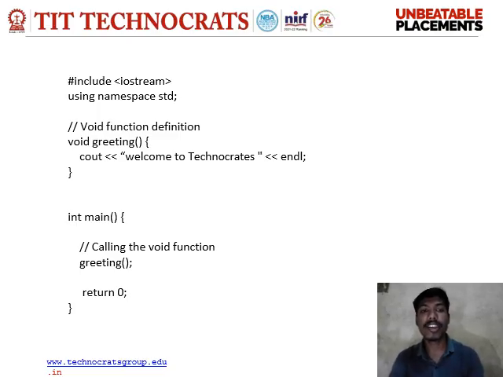And this is the function definition. The name of the function is greeting and the return type is void. Between the braces you should write cout << "Welcome to Technocrats". It is a void function which does not return any value. And the parameter passing is null.